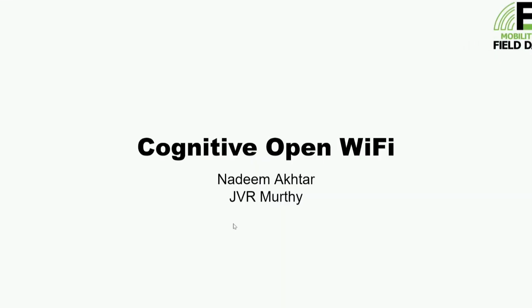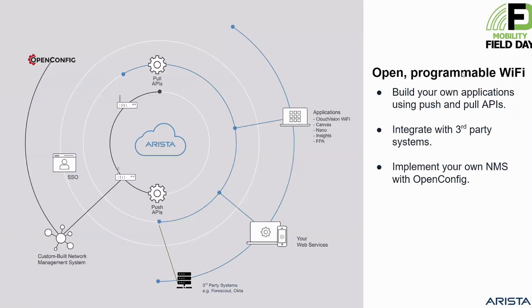So we have already heard a lot about the cognitive aspect of Arista Wi-Fi. In this segment, we'll talk a little bit about another key element of our solution. That is basically the architecture is very open in the sense that we allow integrations with third-party systems. We allow customers to build their own applications using our APIs. And recently, we've been working on supporting OpenConfig, which essentially allows you to implement your own network management system from scratch. So Murthy will touch upon the third one.